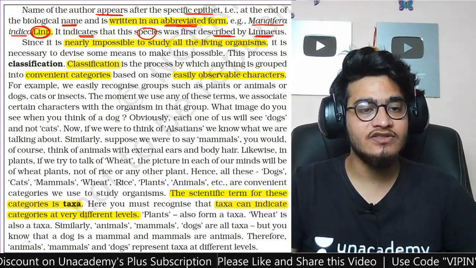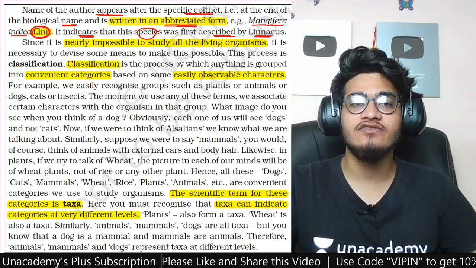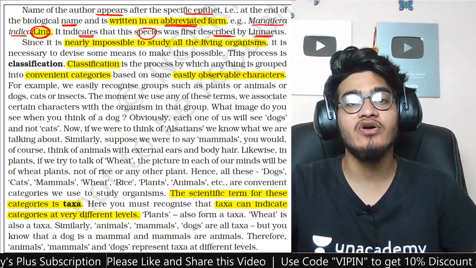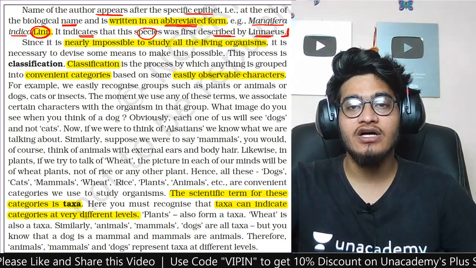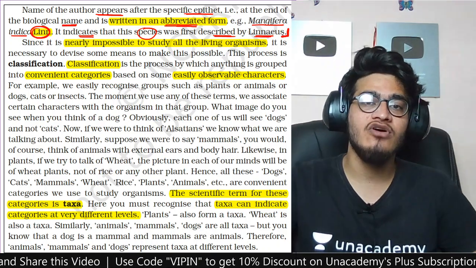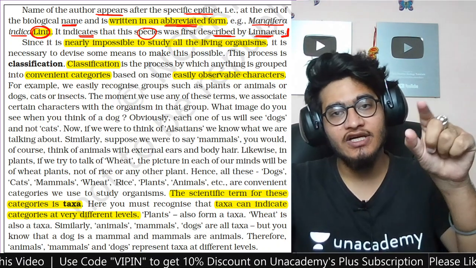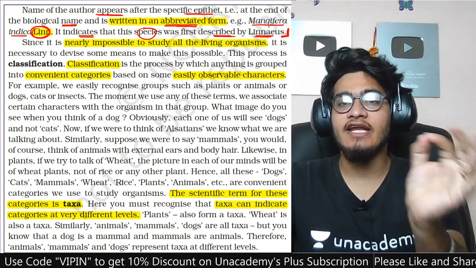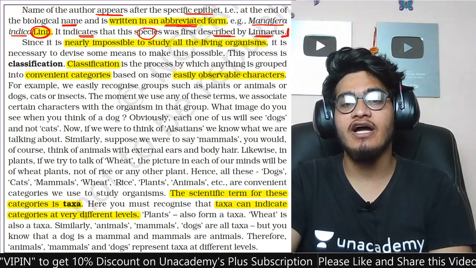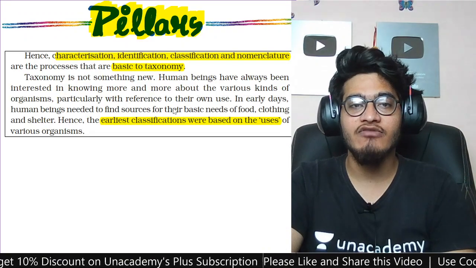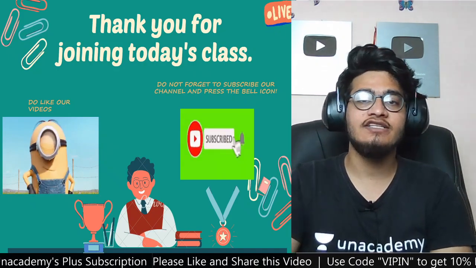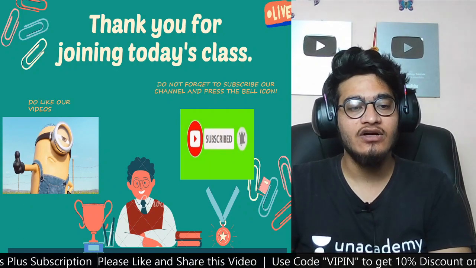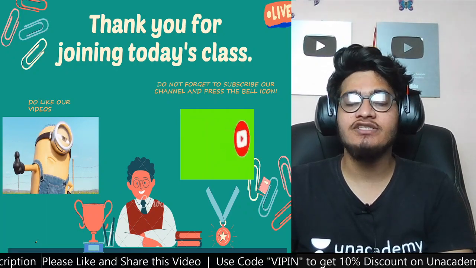So I hope this is clear to you guys, the binomial system of classification. It is very, very important from the examination point of view. In the next lecture, we will be doing the comparative analysis of taxonomy and systematics. This is a separate and independent topic. We will be talking about the pillars of taxonomy and taxonomy versus systematics in the next lecture, which is going to be a very small lecture so that it could be easily understood.